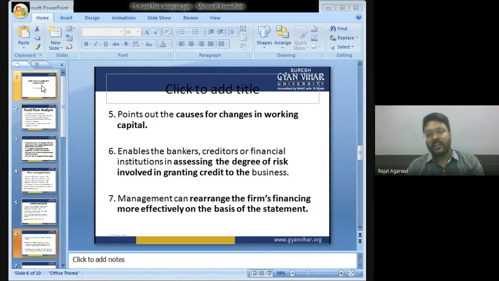Management can rearrange the firm's financing more effectively on the basis of the fund flow statement.